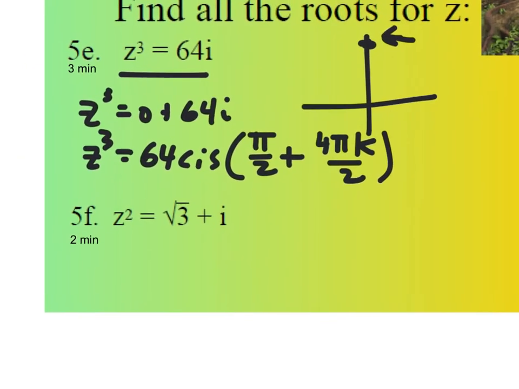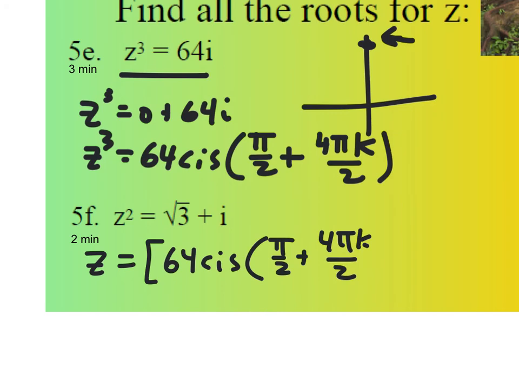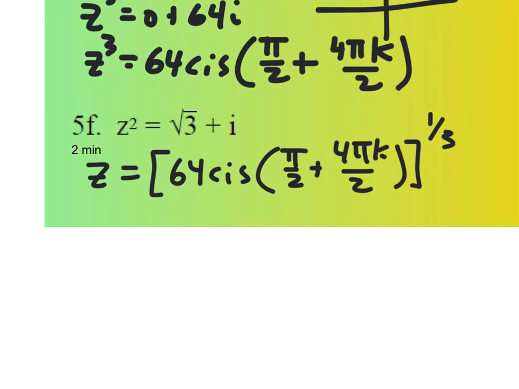Okay, I know that the modulus is 64. I know the angle of rotation, that argument is pi over 2. I made this 2 pi k into a 4 pi k over 2 to keep a common denominator. And now I'm going to take the cube root of both sides. Okay, so the cube root, and we got to do a little bit of work here.